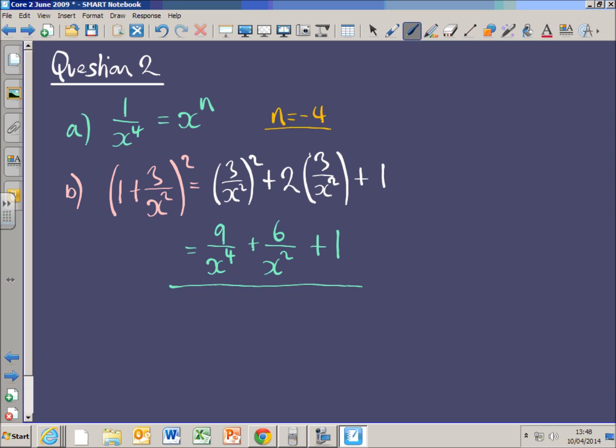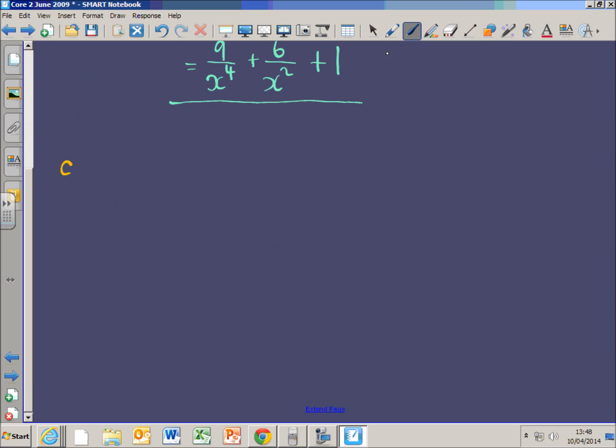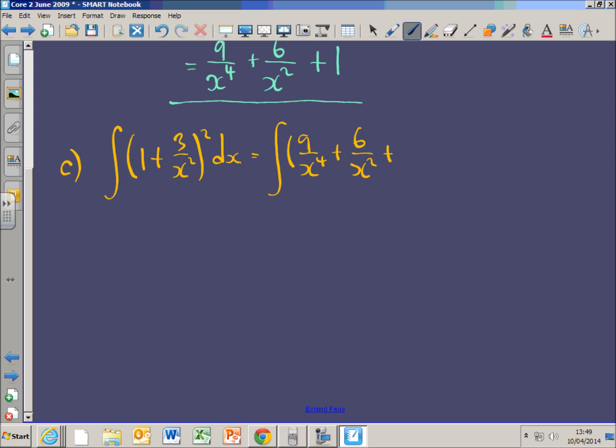Now, it then says for C, hence integrate this. Well, we couldn't have integrated 1 plus 3 over x squared to the power of 2 without expanding it, but I can integrate this, can't I? The question's asking you to integrate 1 plus 3 over x squared, squared, with respect to x. We've shown that that's the same as this, so that's the same problem. I'm just writing it on here so that it's clear.